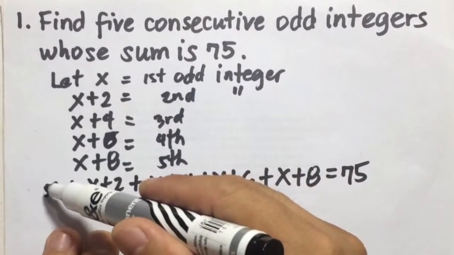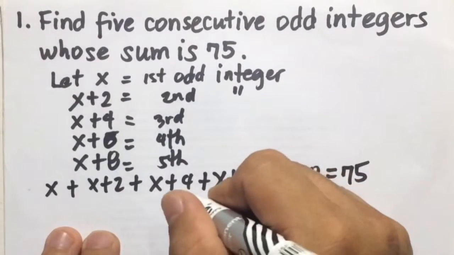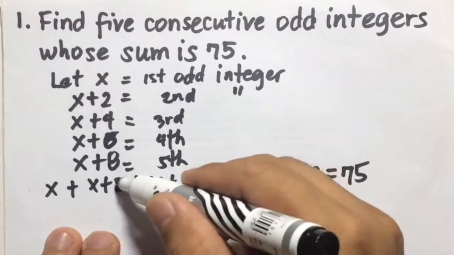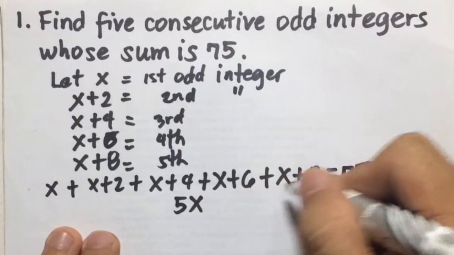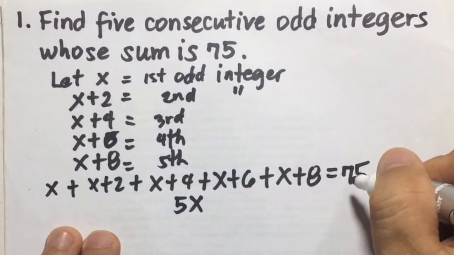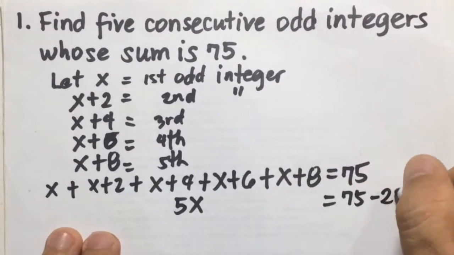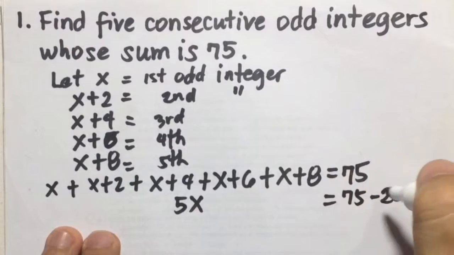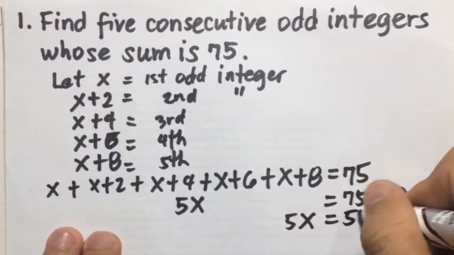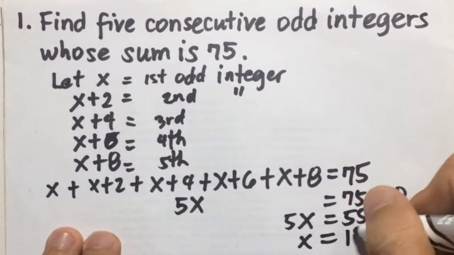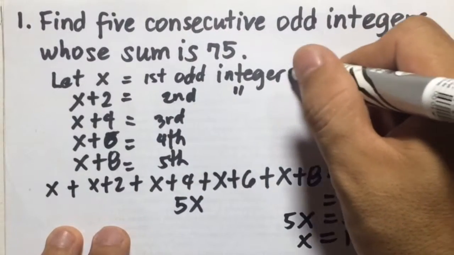Now, combining like terms, we have 1, 2, 3, 4, 5x, then 2 plus 4 is 6, plus 6 is 12, plus 8 is 20, so plus 20. Then transpose that, it becomes negative 20, so 75 minus 20. 75 minus 20 is 55, so we have 5x equals 55, and x is equal to 11. So the first odd integer is 11.